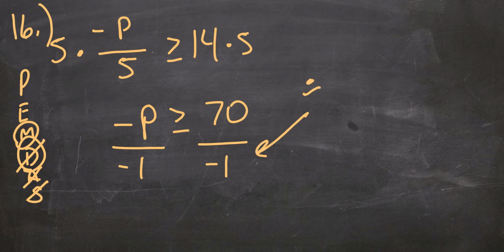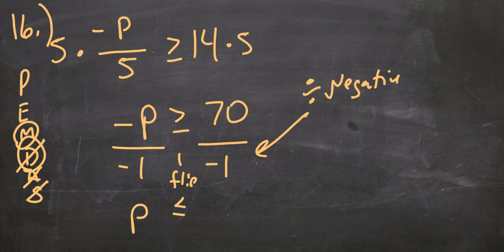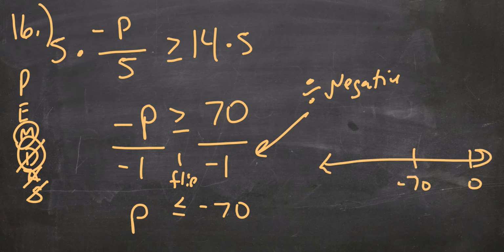Since I'm dividing by a negative, I have to flip this inequality. So that greater than has to become less than or equal to. I end up with p is less than or equal to negative 70. So now I have to make my number line. I'm going to put negative 70 in the middle. I'm going to put 0 on the right. I'm going to make a closed circle because of the bar there. And it's pointing to the left, so I'm going to shade to the left.